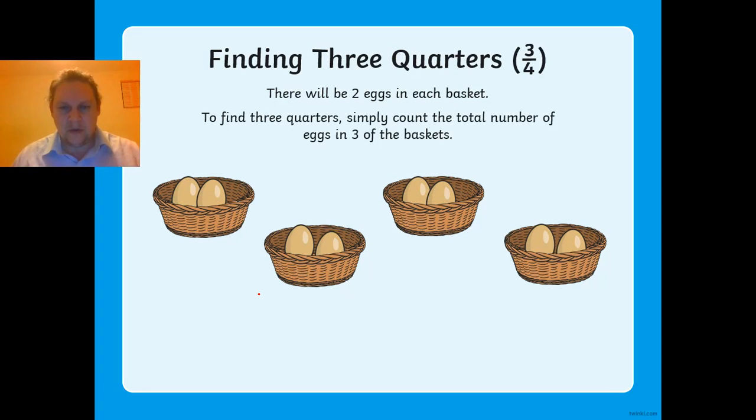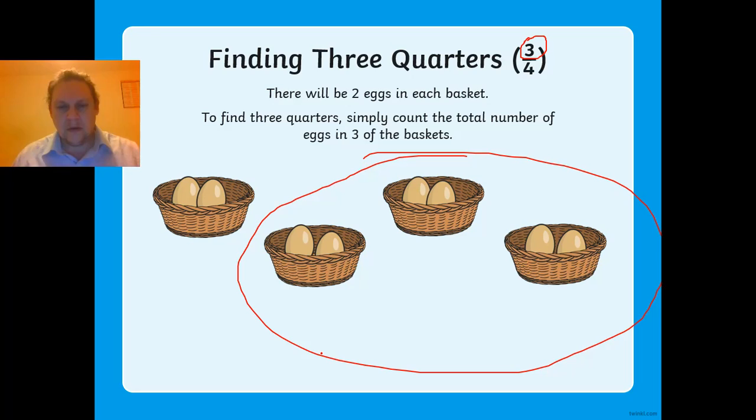To find 3/4, simply count the total number of eggs in 3 of the baskets. So remember, this top number, the numerator, is telling us how many quarters we're interested in. Each one of these is a quarter. This time, we're not interested in 1/4, we're interested in 3/4. To find 3/4, simply count the total number of eggs in 3 baskets. We've got 1, 2, 3, 4, 5, 6.